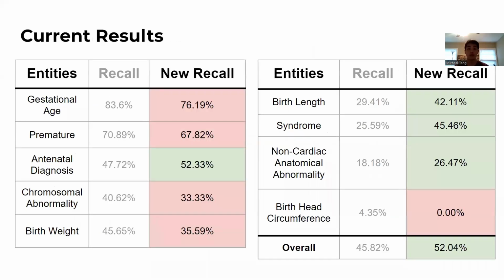And here are our results from this semester, concatenated. Green means the recall went up, and red means it went down. The overall recall rose to 52%, and we can see that this is largely thanks to the significantly improved recall for birth length, syndromes, and non-cardiac abnormalities. Decreased recalls are due in part to the non-deterministic nature of the neural network training. Overall, these improvements were obtained by incorporating spaCy's built-in rule-based NER, as well as label mapping improvements, as discussed earlier.